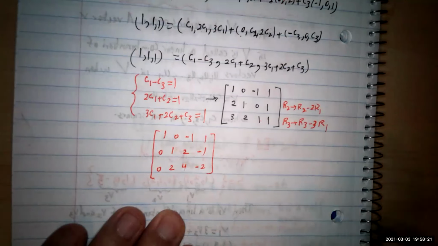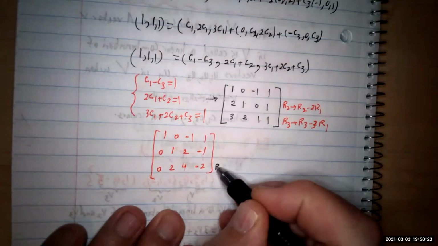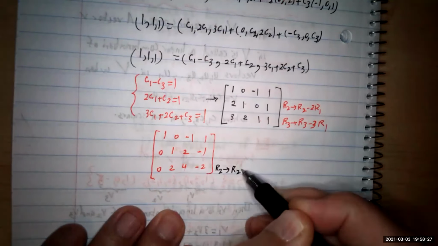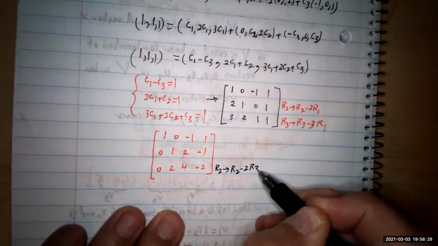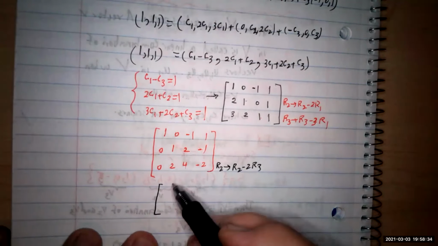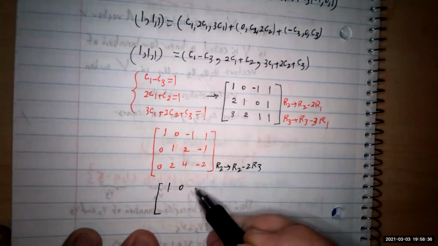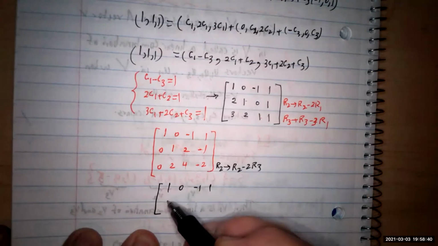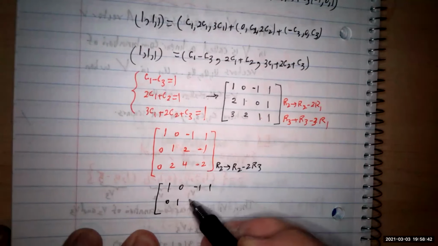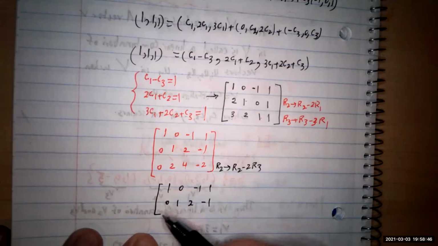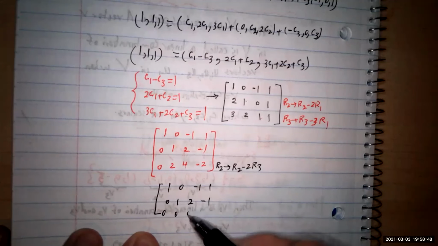So this is it. If we get the R2 minus 2R3, this would be 0, and then we are able to do it right away. Okay, so it's going to be 1, 0, negative 1, 1, and this is going to be 0, 1, 2. Again, there is some other easy way to do it. Okay, so this is going to be 0, 0, 0, 0.